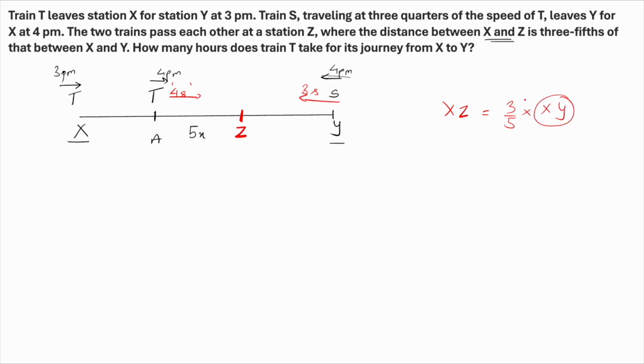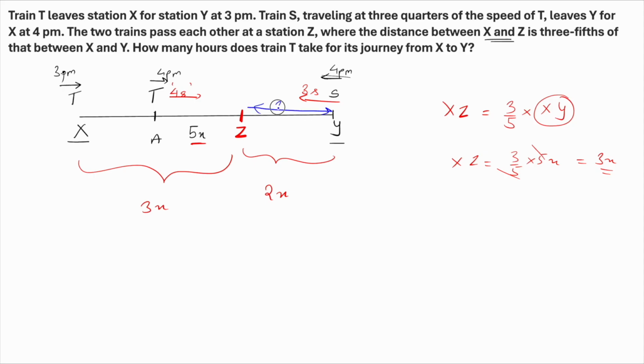Now the length XZ is 3/5 of the length of XY as per the question. But XY we have assumed as 5x in the beginning. So XZ is 3/5 of 5x, and with the 5 and 5 cancelling, XZ is nothing but 3x. So I can notice that this entire length is worth 3x. If the entire length of XY is 5x, the remaining part ZY should be 5x minus 3x, or 2x. Now, at this point of time, we know that this distance ZY is actually 2x.